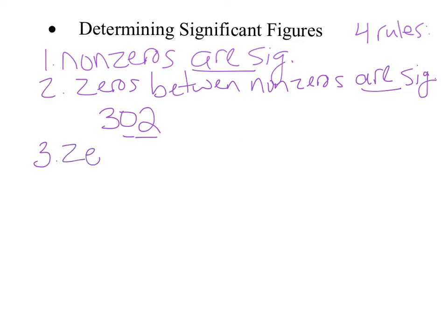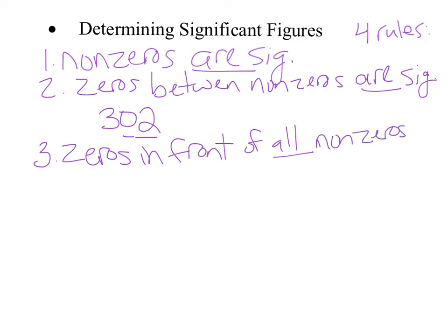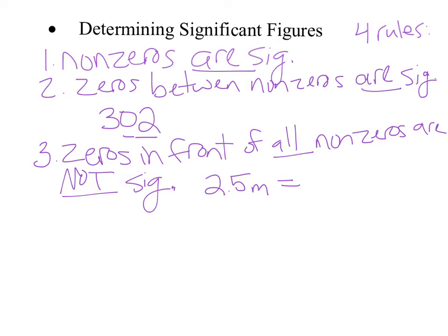Okay, rule number 3. Zeros in front of all non-zeros are not significant. This is where it gets interesting. All right, and I have to explain that. The reason that they're not significant is that, let's say we made a measurement and we measured something to be 2.5 meters. And then we're going to do some math with it, and the math requires that we have that measurement in kilometers. Okay, so let's look at when we made our measurement. Our ruler was marked to the ones place, and we estimated that it was halfway between 2 and 3. So we said it's 2.5 meters, and this one is our estimated number.